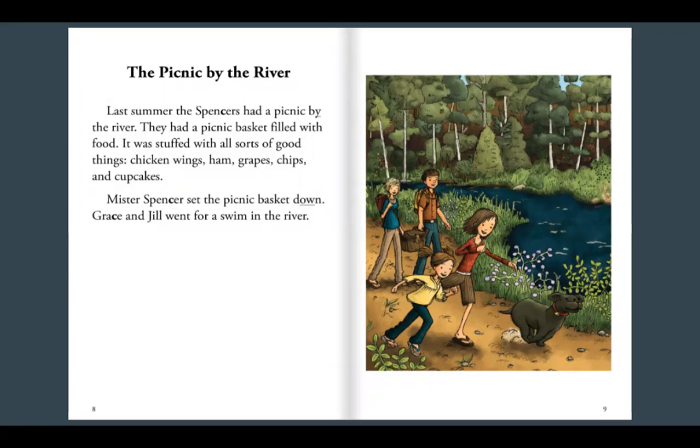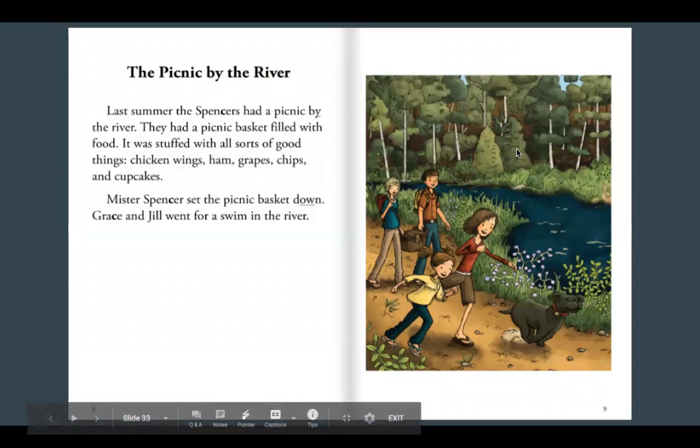Here we go. The title is The Picnic by the River. Last summer, the Spencers had a picnic by the river. They had a picnic basket filled with food. It was stuffed with all sorts of good things: chicken wings, ham, grapes, chips, and cupcakes. Mr. Spencer set the picnic basket down. Grace and Jill went for a swim in the river.